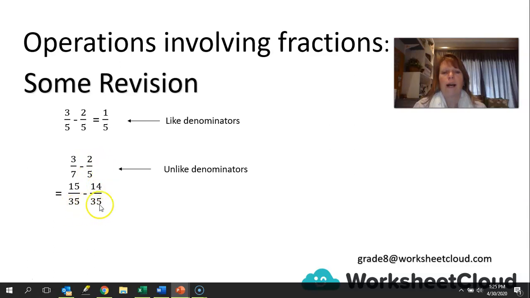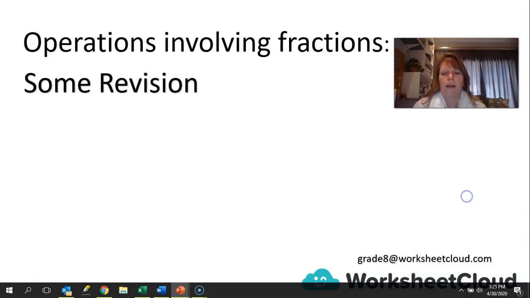We now have like denominators. Then what we can now do is simply subtract our numerators. And 15 minus 14, as we all know, is 1. We cannot simplify that. That needs to be left as is.